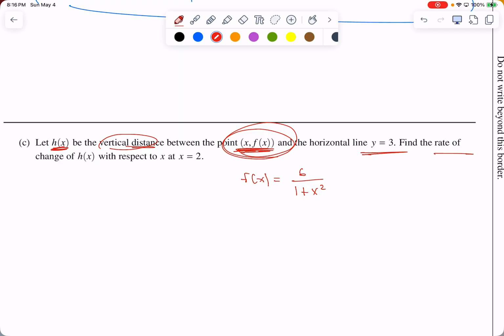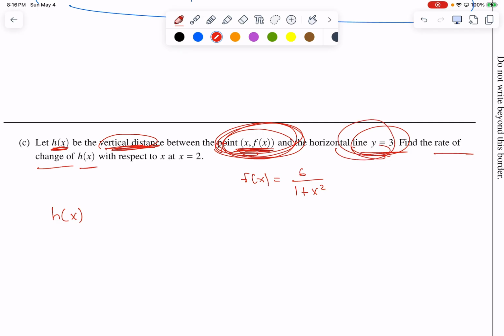What does it mean to find the rate of change of h of x? They didn't say average rate of change. They just said rate of change. IROC. What's IROC? Instantaneous rate of change, which means take a what? So we want a derivative of something. What do we want the derivative of? The vertical change. So how do we do the vertical change? It says the vertical change between this and this. I'm going to say it again. It's the vertical distance between this and this.